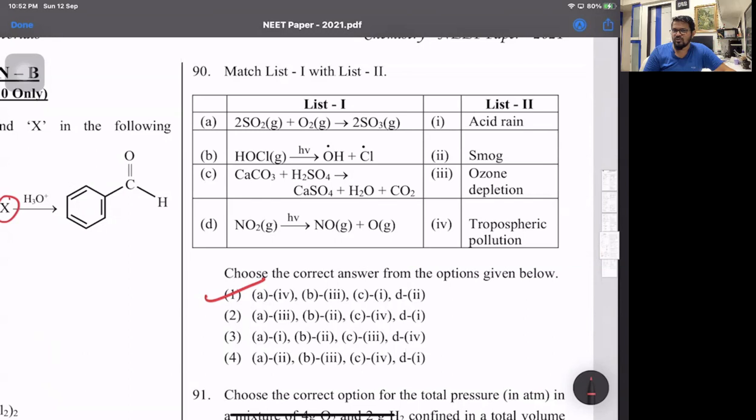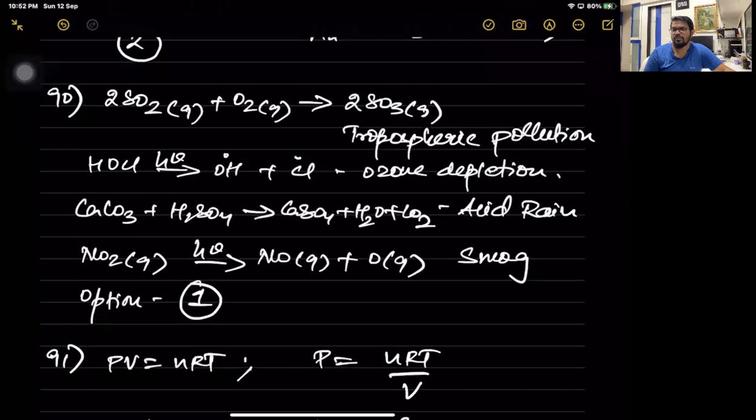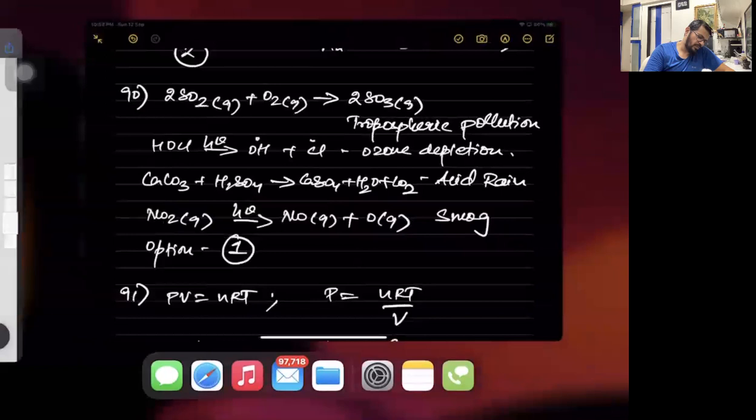So that's the part. So C is one. And the last one, that is what we have, is nothing but formation of smog over there. So 90th is the first one. SO2 to give SO3, tropospheric pollution, ozone depletion, free chlorine radical, calcium carbonate with H2SO4, that's the destruction of marble, that's acid rain, that's of Taj Mahal, and NO2 giving you NO plus oxygen, that's smog over there. So 90th is one.